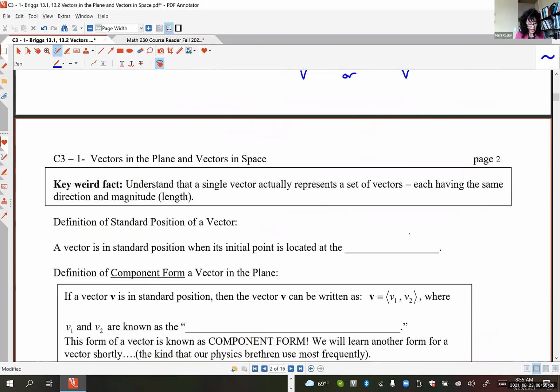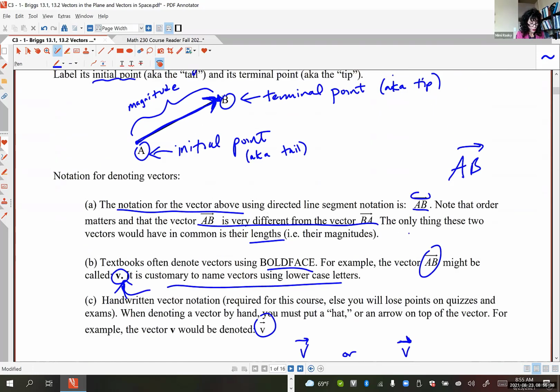Now here's the weird fact. Anytime you're given a single vector like v, it actually represents infinity vectors. What do you mean? This vector right here is just one vector. How could that one vector represent infinity vectors? It does. It represents every single vector that has that exact magnitude, length, and any vector that shares the direction that it's pointing, which is kind of upwards and to the right.